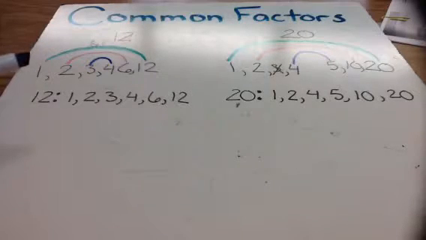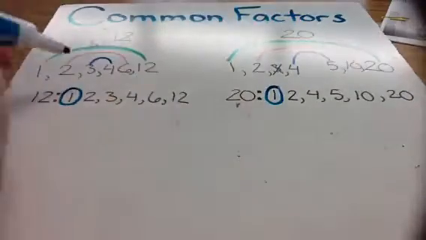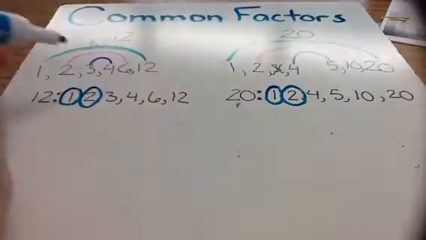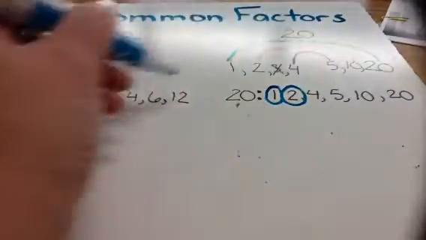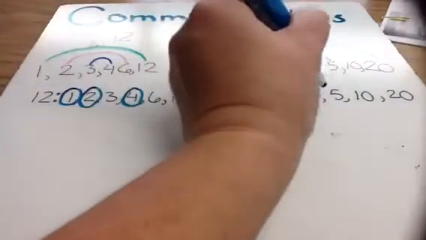Now, I have listed all of the factors for both 12 and 20. Now I can see which factors they both have in common. I see they both have a 1 and a 2. They're both even numbers, so they both have factors of 2. They don't both have a 3, but they both have a 4.